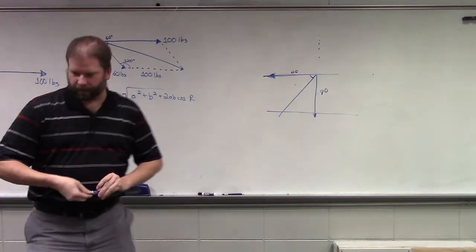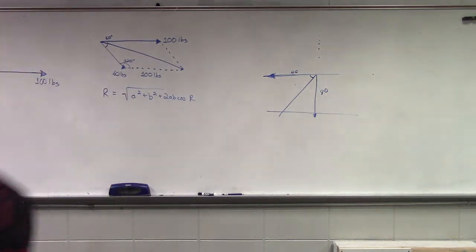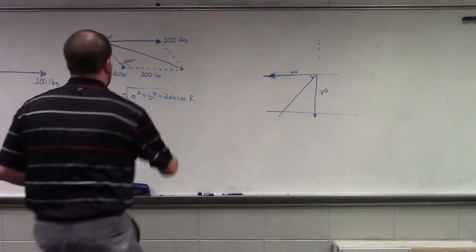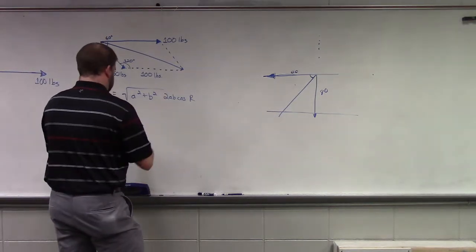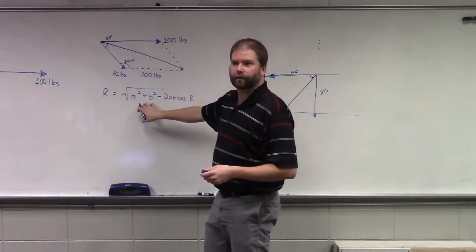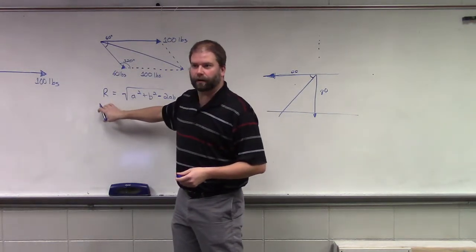Give me a second, I want to verify that. I don't have the law of cosines written down in front of me. It's a squared plus b squared minus 2ab cosine of that angle. Minus 2ab, yep, with the square root. We need the square root because these values are squared, so we have to take the square root to get that value.